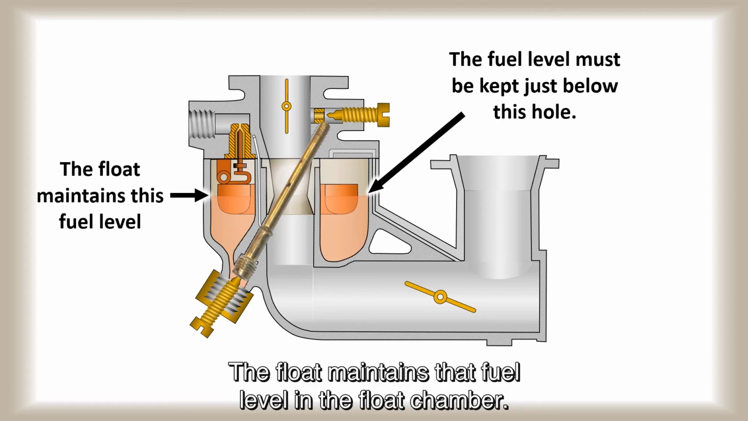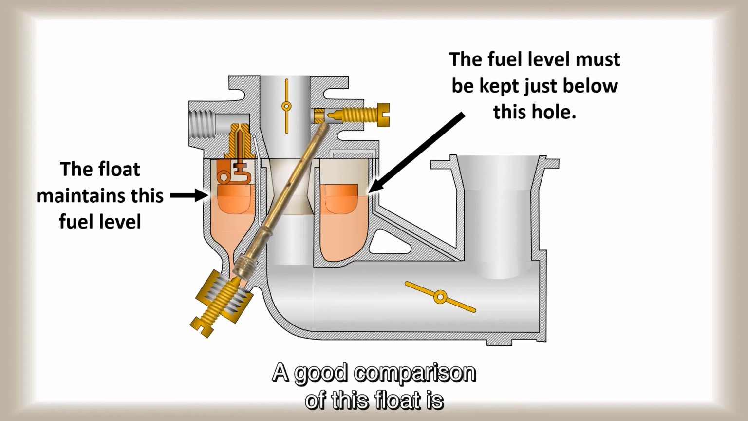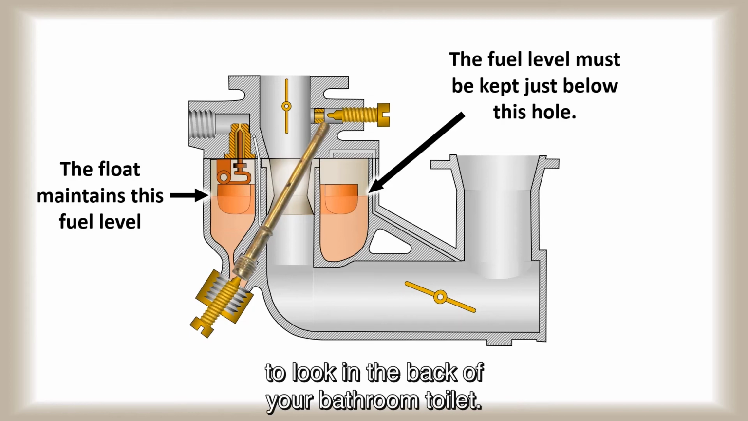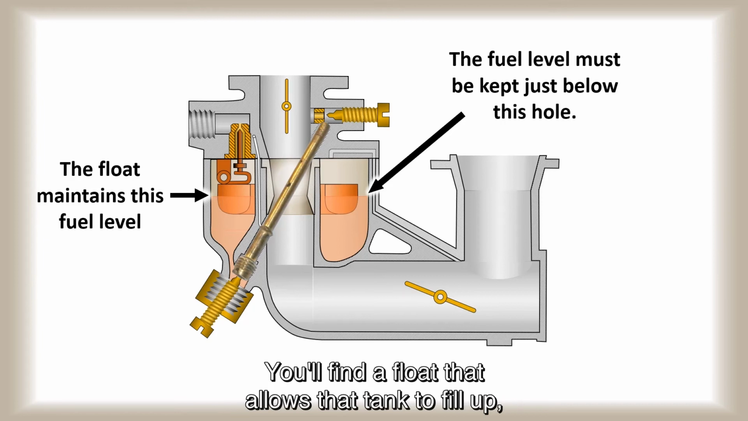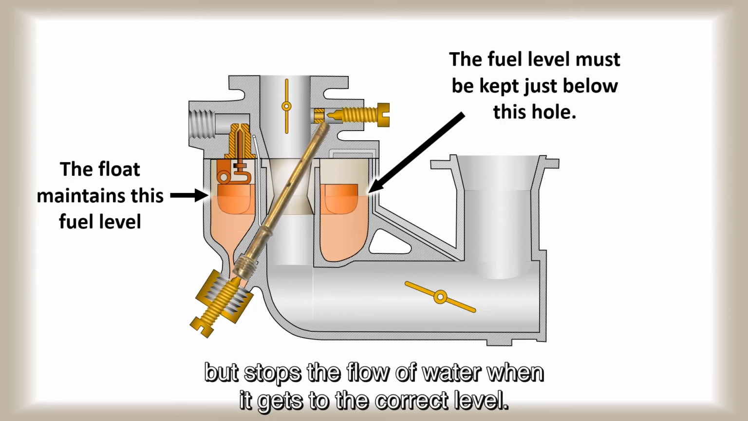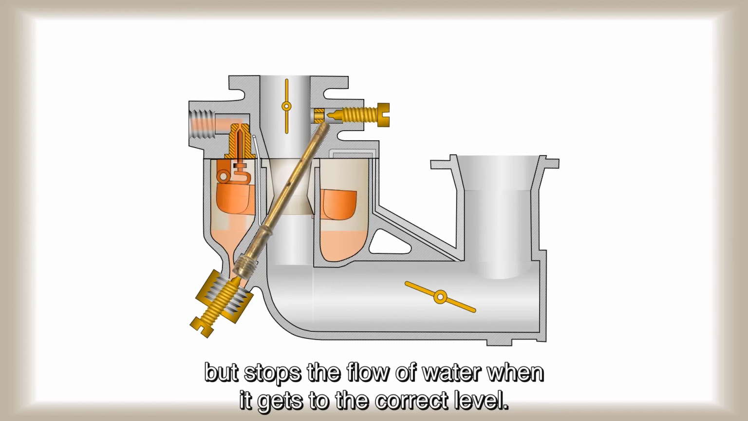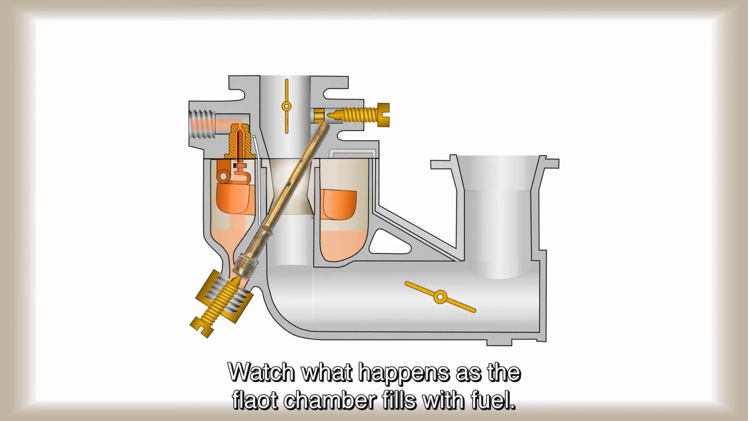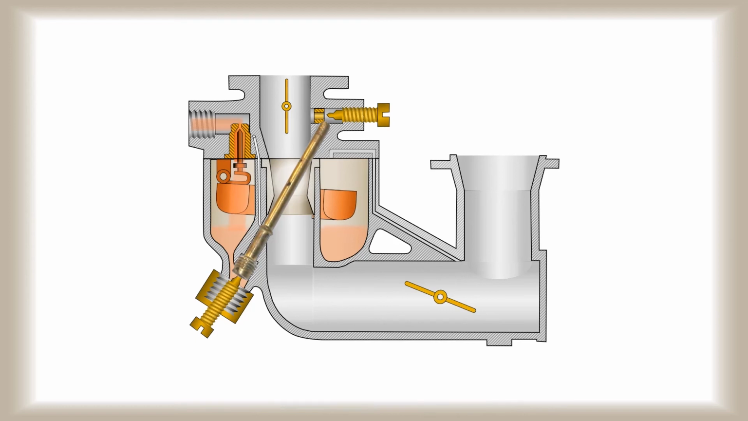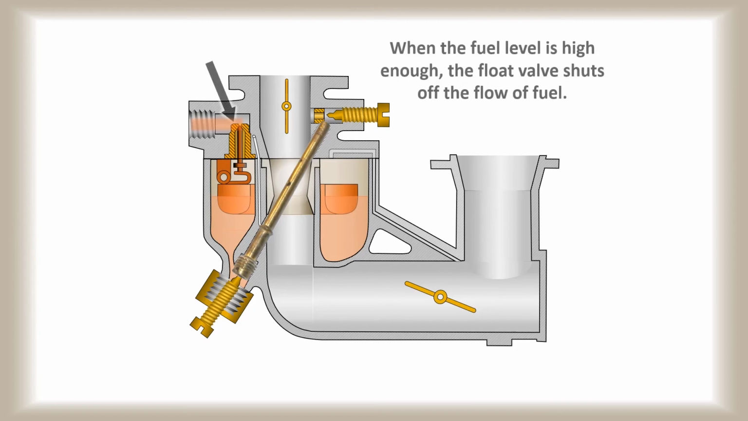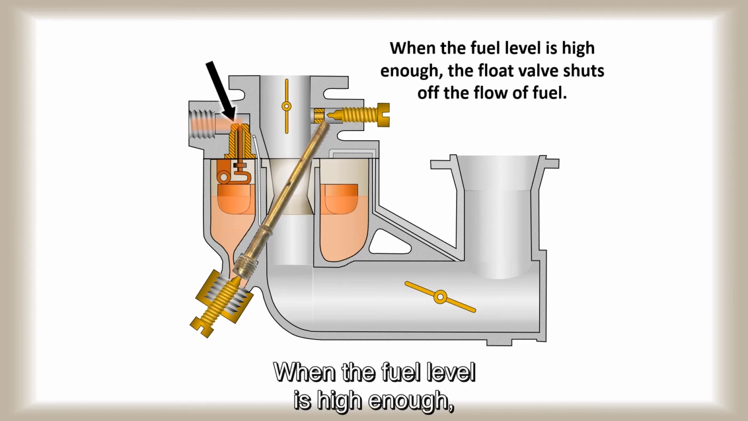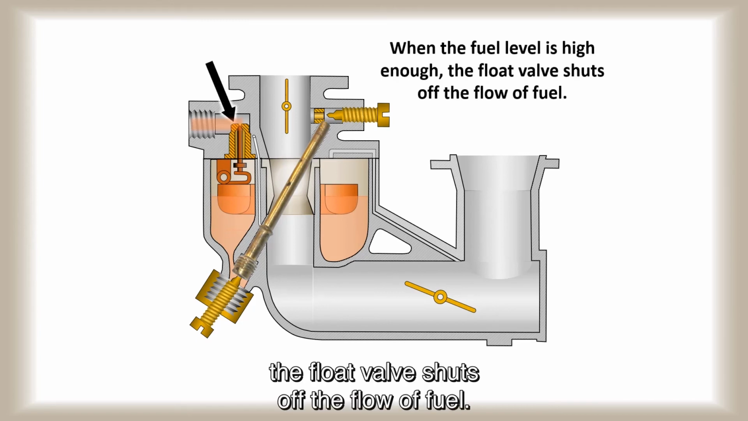The float maintains that fuel level in the float chamber. A good comparison of this float is to look in the back of your bathroom toilet. You'll find a float that allows that tank to fill up, but stops the flow of water when it gets to the correct level. Watch what happens as the float chamber fills with fuel. When the fuel level is high enough, the float valve shuts off the flow of fuel.